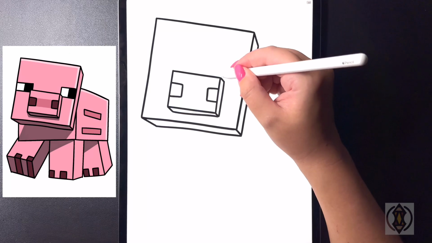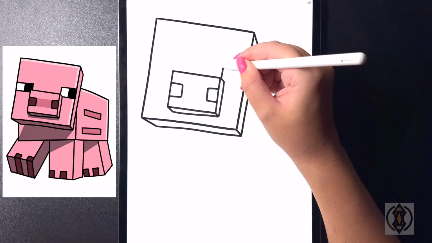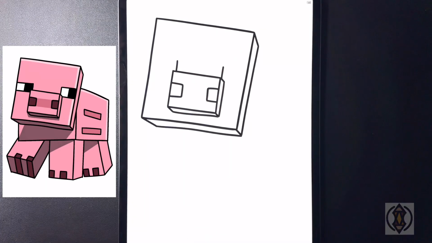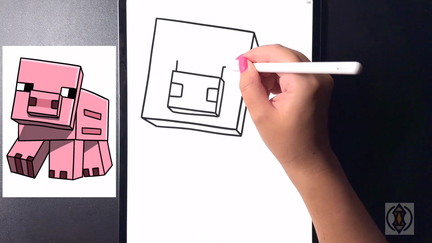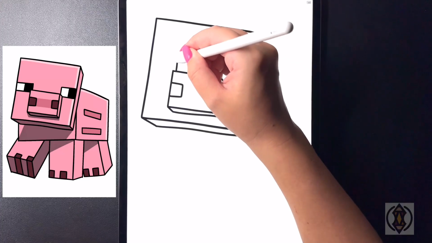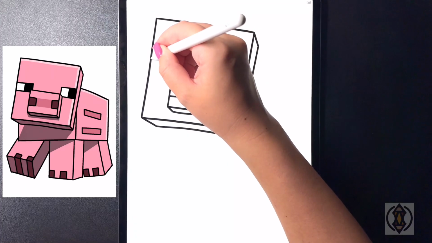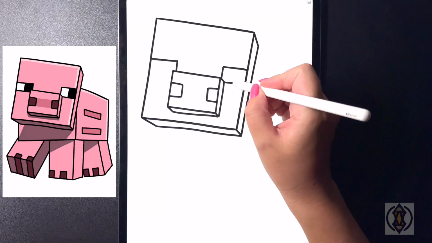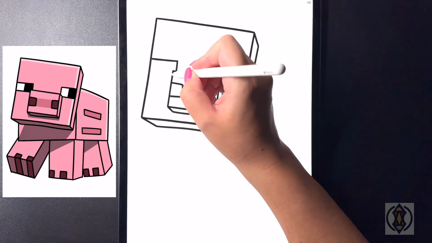Now let's draw in the eyes. So above the nose on the right, let's draw a straight line coming up. We'll do the same over on the left. Now let's bring this line across on both sides. Dropping down below that, we're going to replicate that again, bringing that line over.